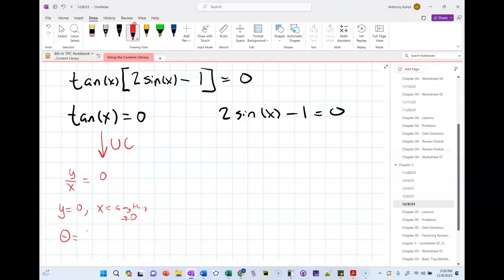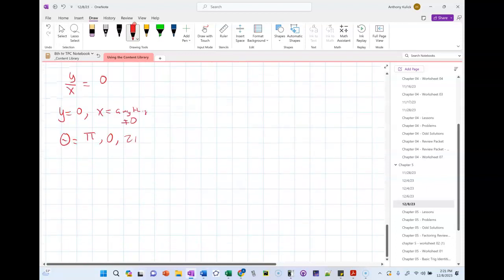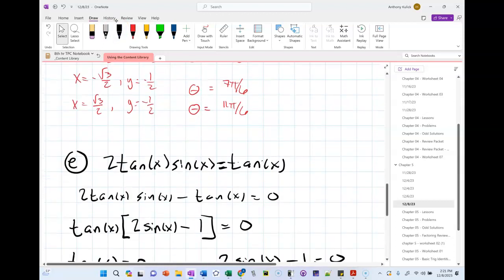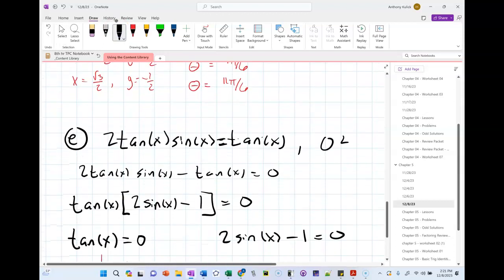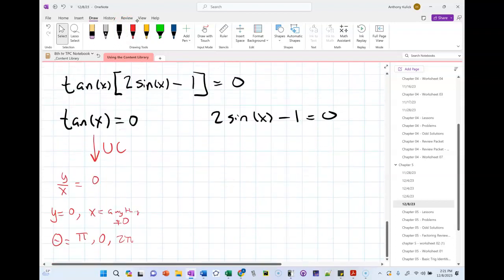So pi, 0, and we didn't give an interval. Let's pretend it goes to 2 pi also. I'll go and add that in here. I keep forgetting to do that, guys. There we go. Okay. So far, so good?